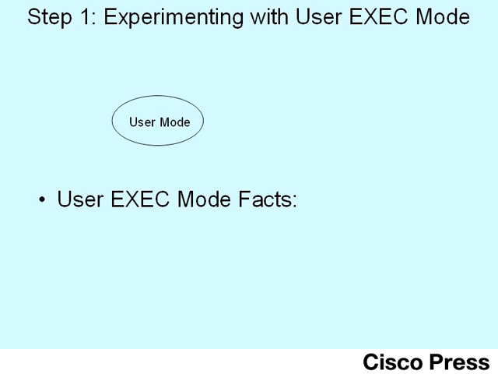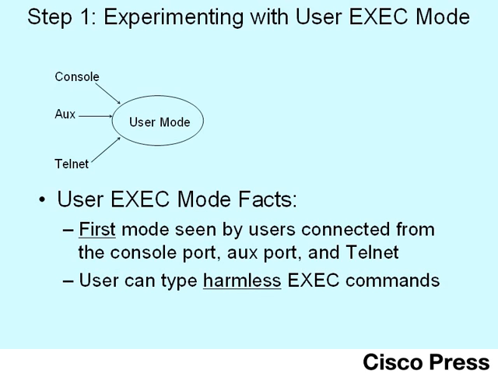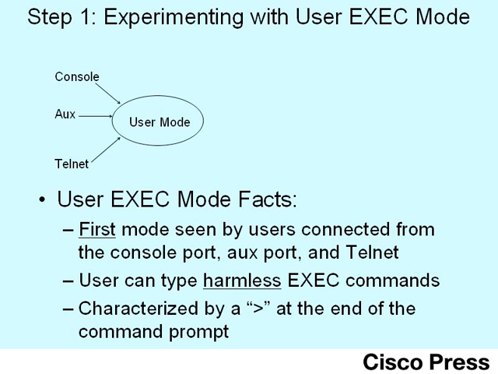To reach user mode in a router, the user must either connect to the router through the console, or through an auxiliary port, or by telnetting into the router. Any of these 3 methods let the user reach user mode, so it's the first mode that a user sees on the command line interface on a router. From user mode, the user can type any harmless exec commands. First of all, they're harmless because you can't hurt the router, and they're called exec commands because the router takes the command and, quote, executes the command and spits back some command output to you. You know you're in user mode when you look at the command prompt and see a greater than sign.